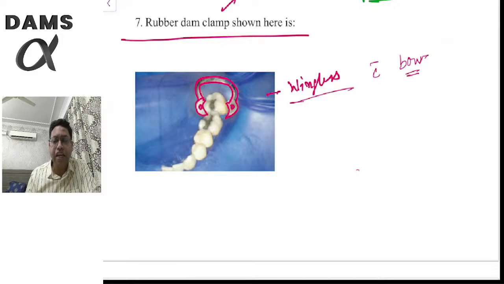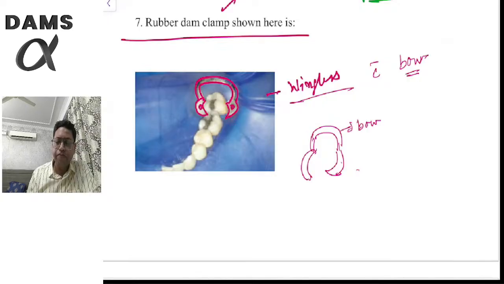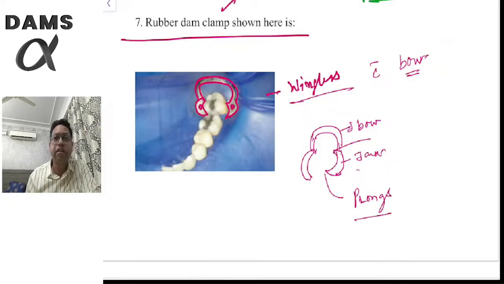Had it been a winged clamp, it would be having a configuration like this. A bow, two jaws. This would be the bow. This would be the jaw. It has got 4 prongs. These points of the jaw, these extensions of the jaw, are called prongs. Hole for engagement of what? The forceps, and it has got 2 sets of wings.